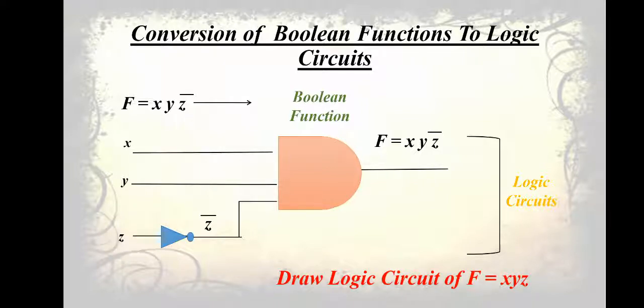Coming towards the next example, you can draw the logic circuit of F = x' y' z'. Here you will take x, y and z as inputs, then you will draw NOT of these three inputs and then you will connect them with an AND gate. You will get the output F = x' y' z'.